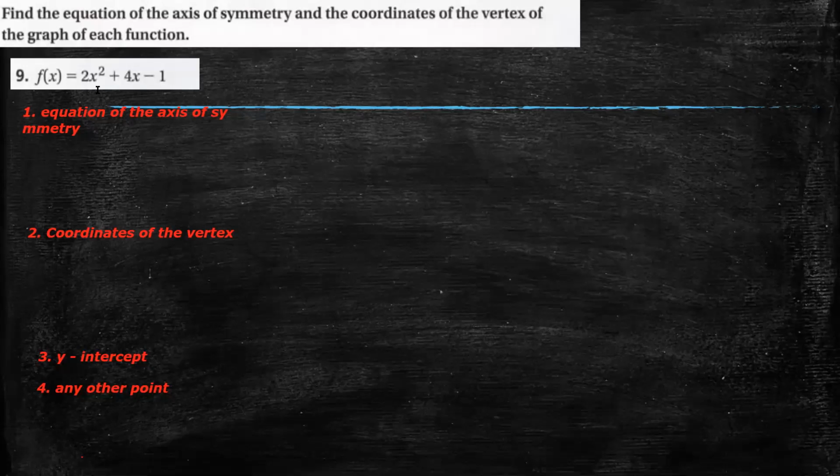The first step, I said that you have to find the equation of the axis of symmetry. To do that, you use x equals negative b over 2a. Now let's come back to my equation, 2x squared plus 4x minus 1. This is a, this is b, and this is c.